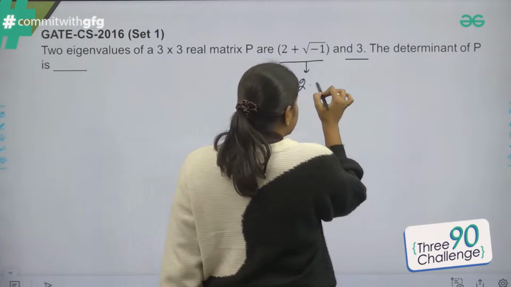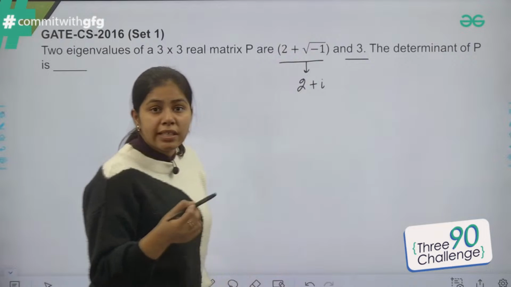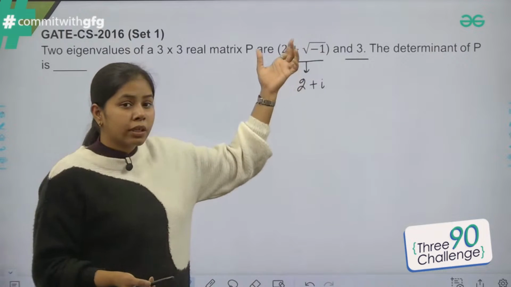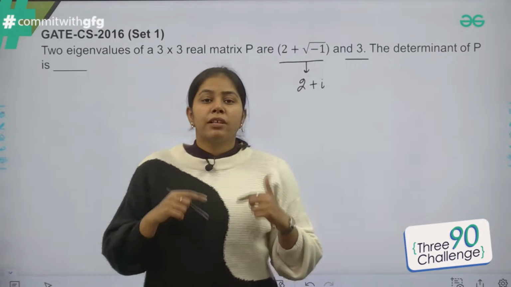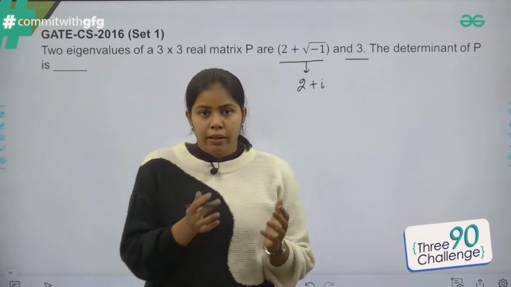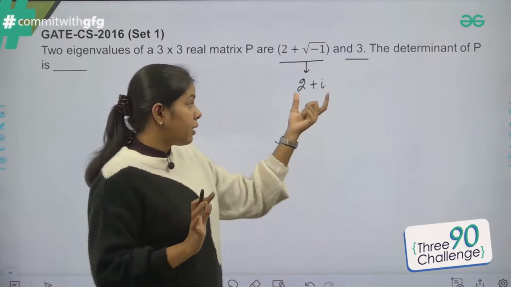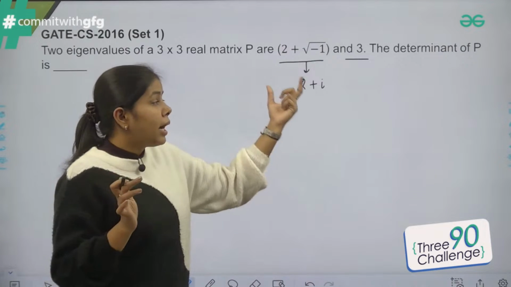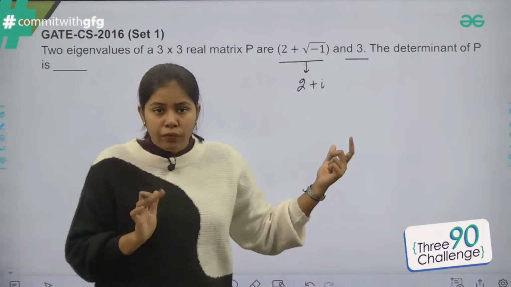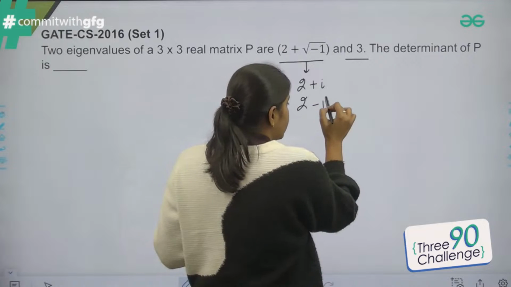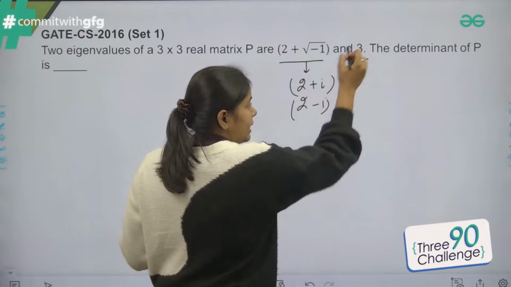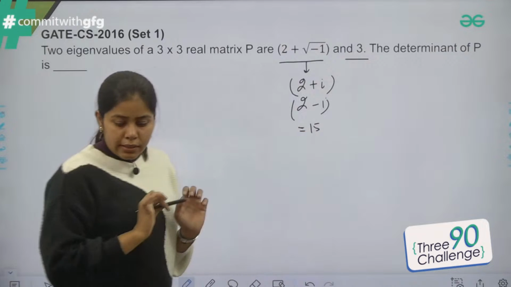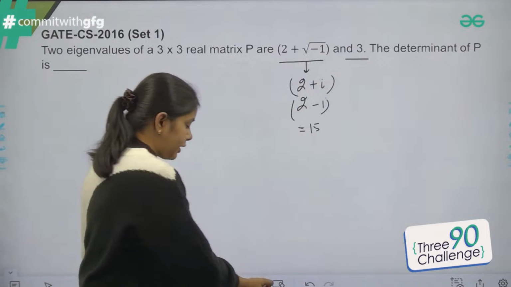So can I write this as 2 plus iota? Iota is a complex number. Iota is square root of -1, right? 2 plus iota. So you know that complex roots always occur in pairs, right? If 2 plus iota is a root, then 2 minus iota is always a root. And eigenvalues are the roots of the characteristic equation. So 2 minus iota is another root. So if you multiply these three numbers, now these three would be the eigenvalues, you would get 15. Right? Simple question. Let's solve another question.